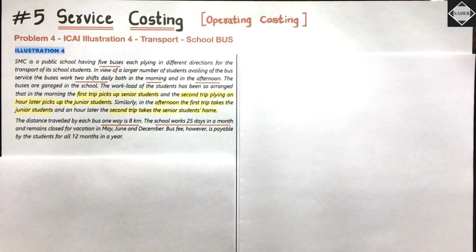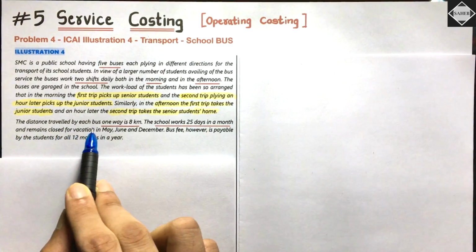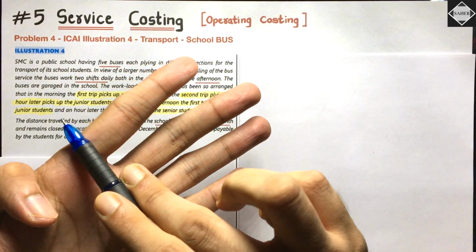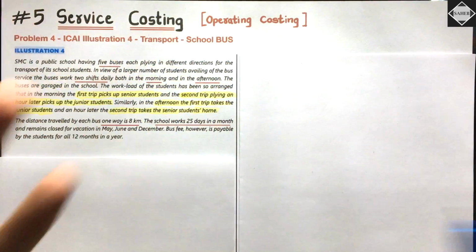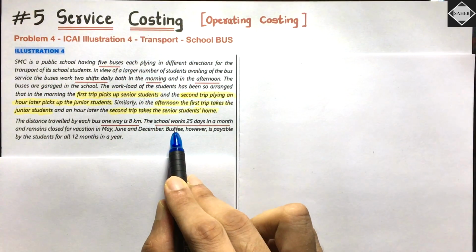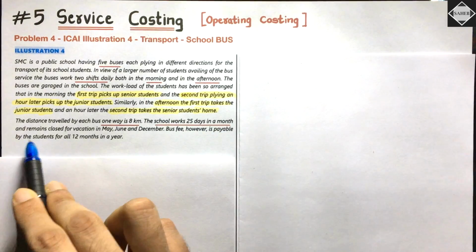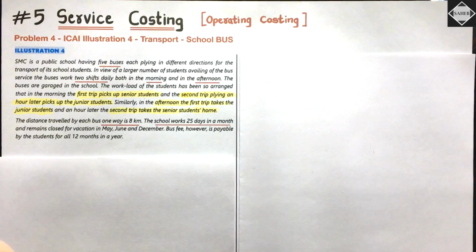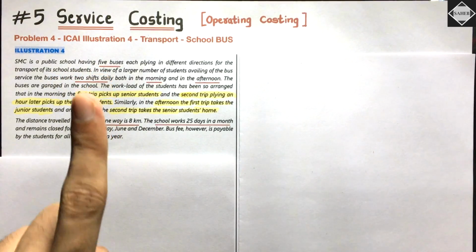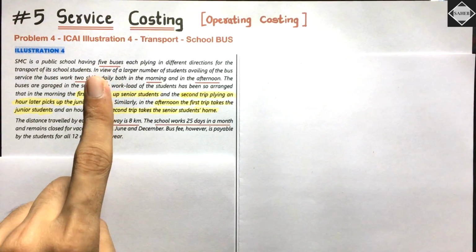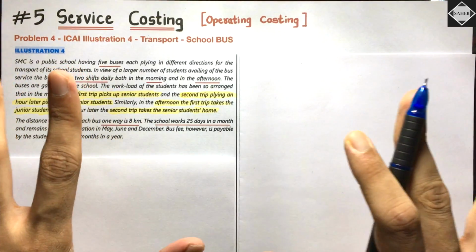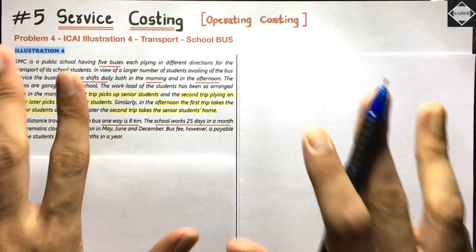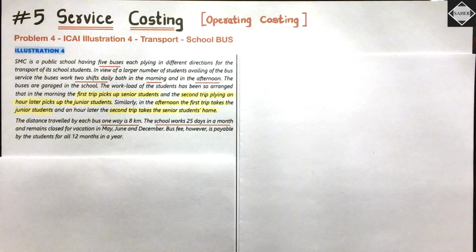Fine, simple. Then they are saying the distance traveled by each bus one way is 8 kilometers. So that means 8 kilometers it will go and 8 kilometers it will come back. That's what it means, right? The school works 25 days in a month and remains closed for vacation in May, June and December. They are saying in a month 25 days are operating days. The buses will operate, right? But in a year, only 9 months are operating. The remaining 3 months, May, June and December, are non-operating. The buses will not operate.